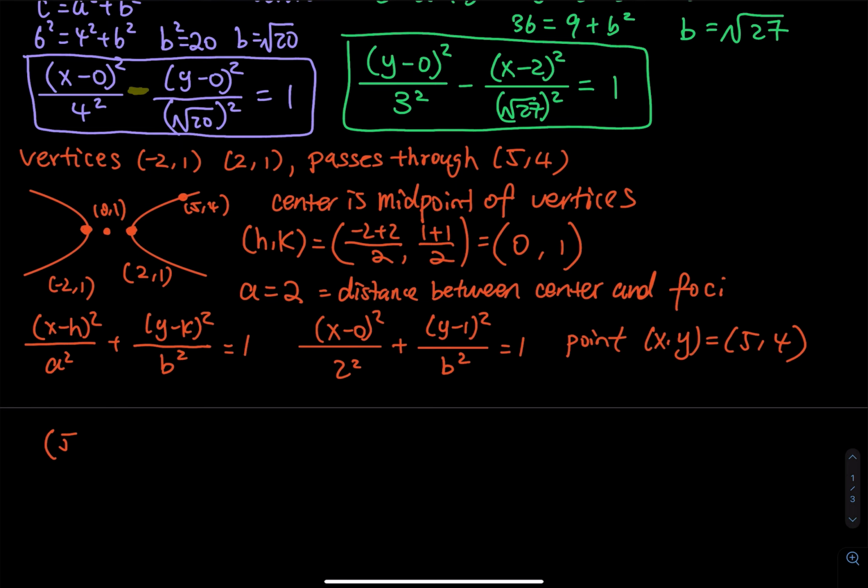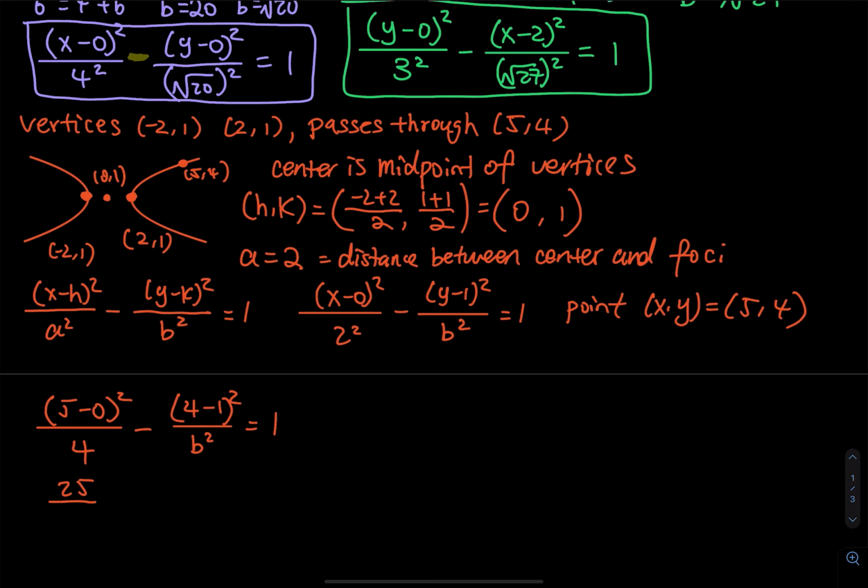Before we plug in, can we simplify that? We have 5 minus 0 square, which is 25, divided by 2 square, which is 4. And then I keep saying a plus, this is a minus, sorry. It is a minus. Okay. And then y is equal to 4. You have 4 minus 1 square divided by b square. We don't know what b square is. That is equal to 1. Then you have 25 over 4 minus 9 over b square. That is equal to 1.